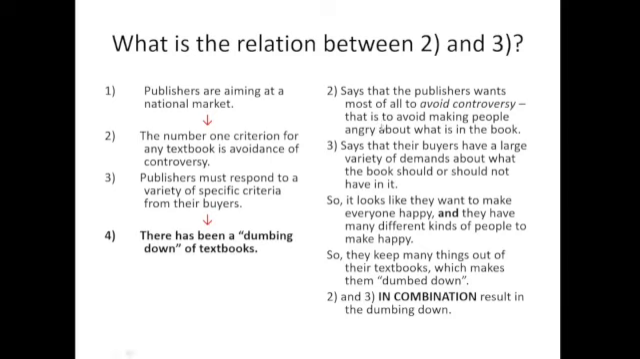So let's think about this carefully. 2 says that the publishers want most of all to avoid controversy. Right? That is, to avoid making people angry about what is in the book. And 3 says that their buyers have a large number of demands about what the book should have or not have in it. So it looks like they want to make everyone happy, and they have many different kinds of people to make happy. So they keep taking things out of the books, right, to avoid angering different people, which results in the textbook getting dumbed down. So 2 and 3 in combination result in the dumbing down.